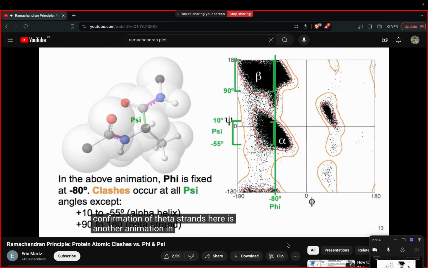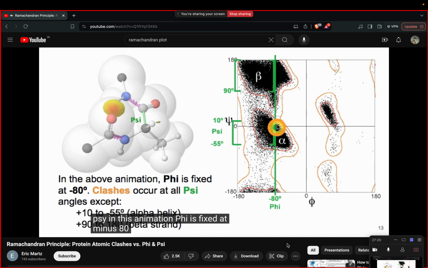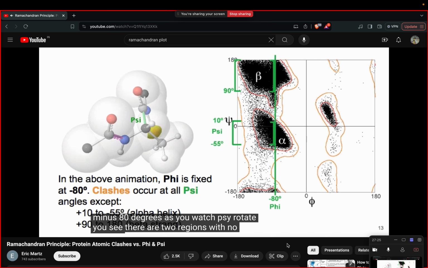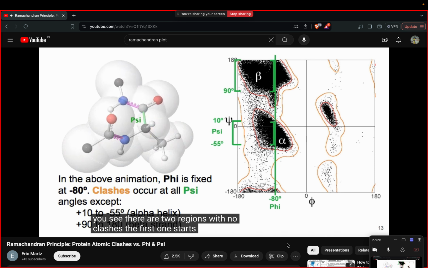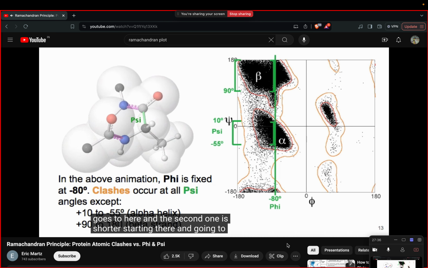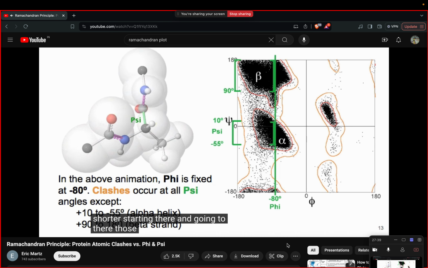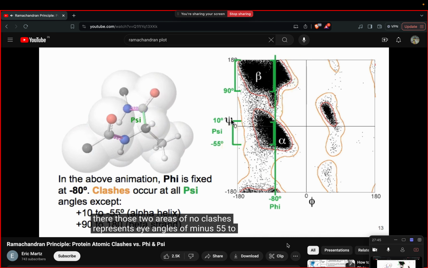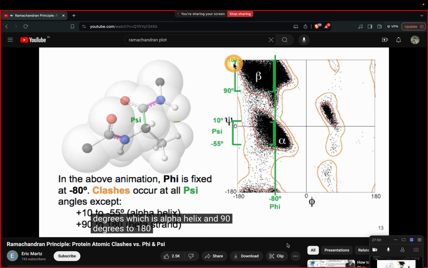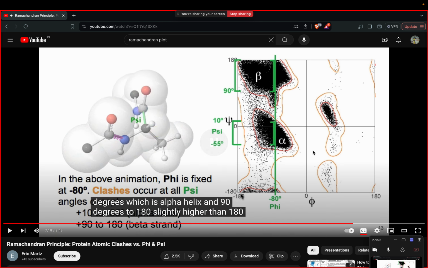Here is another animation in which we're rotating psi. In this animation, phi is fixed at minus 80 degrees. As you watch psi rotate, you see there are two regions with no clashes. The first one starts here and goes to here, and the second one is shorter, starting there and going to there. Those two areas of no clashes represent psi angles of minus 55 to 10 degrees, which is alpha helix, and 90 degrees to 180, slightly higher than 180.